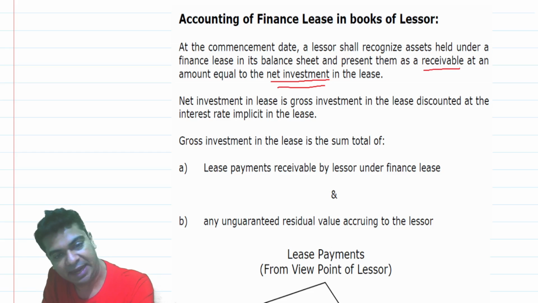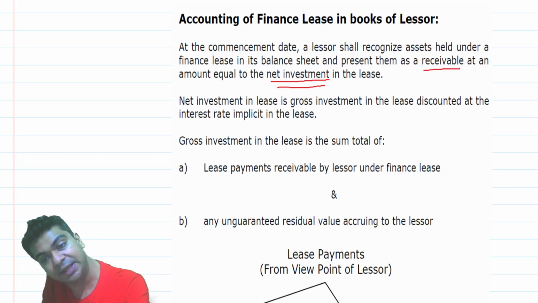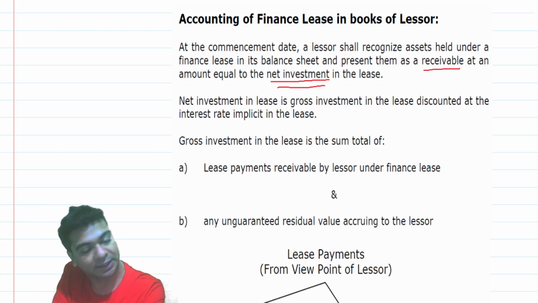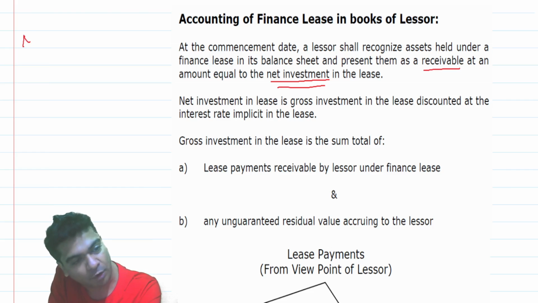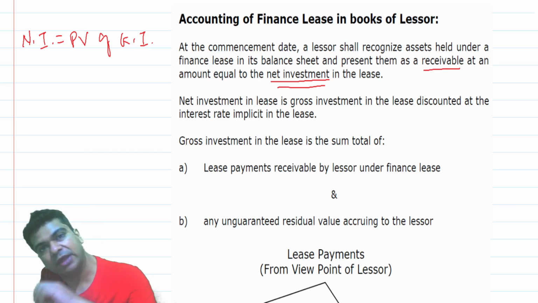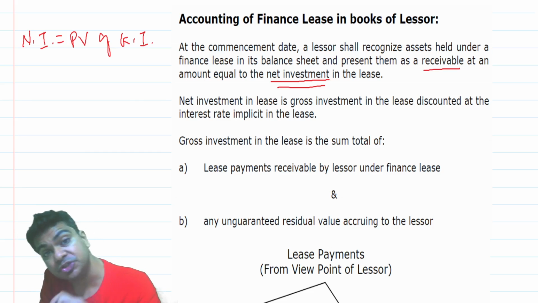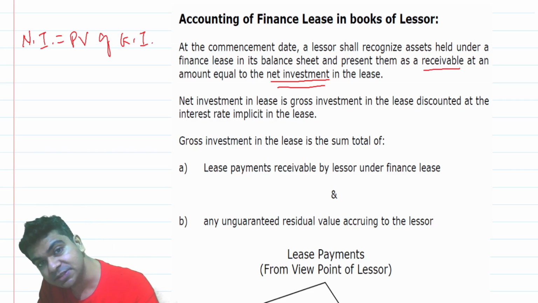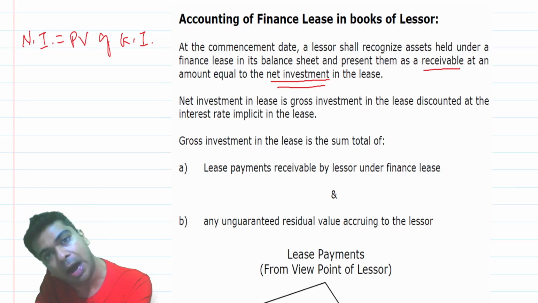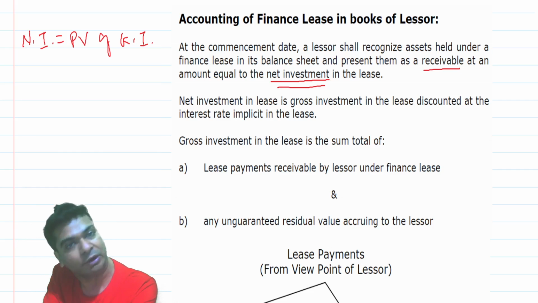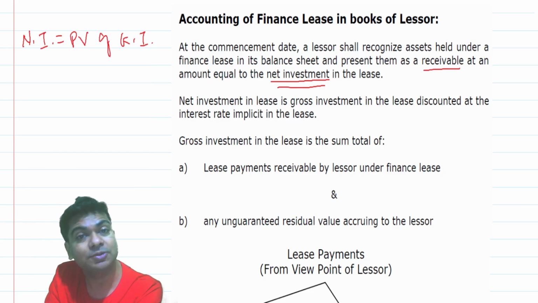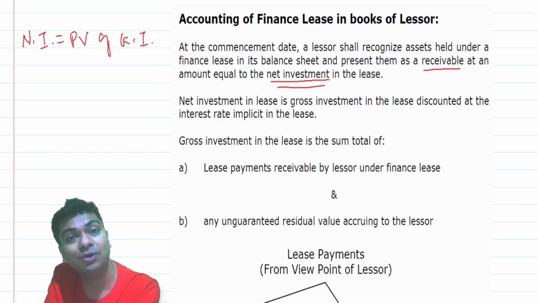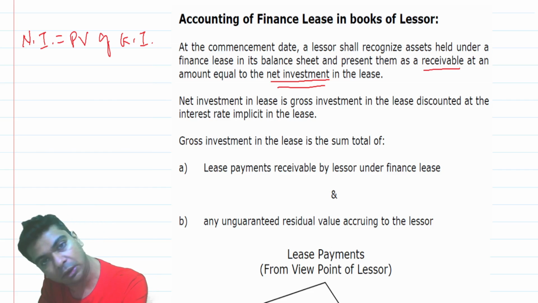They are saying net investment in lease is gross investment in the lease discounted at the interest rate implicit in the lease. So basically, if I use a short form, net investment in the lease will be equal to present value of gross investment. So if you have a finance lease, you are supposed to determine the assets held under finance lease and present it in the balance sheet at an amount equal to the net investment in lease. So obviously the question is, what is the net investment? Net investment is present value of gross investment. So we still don't get the answer till we know what is gross investment.